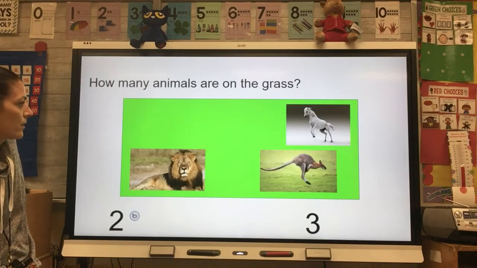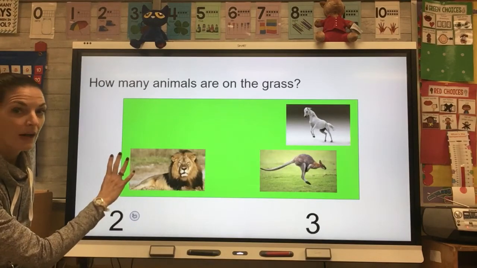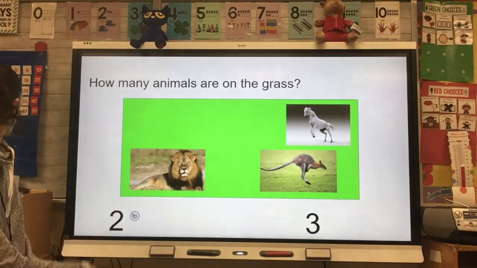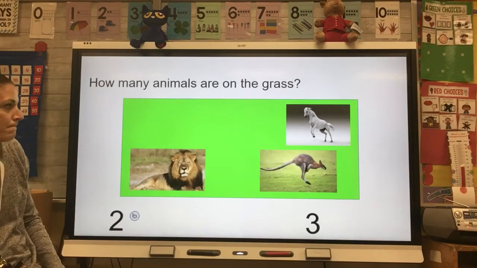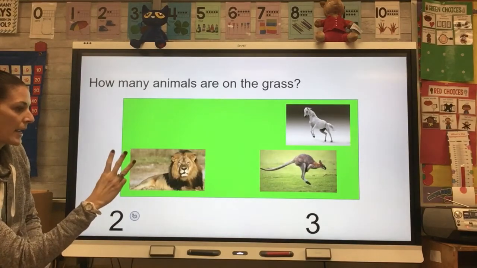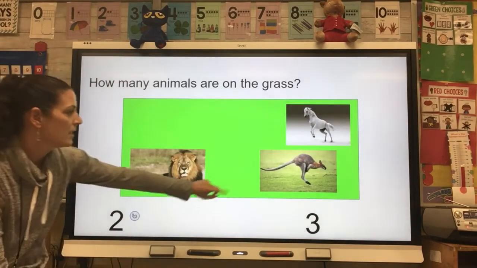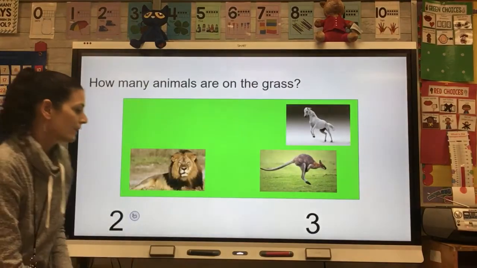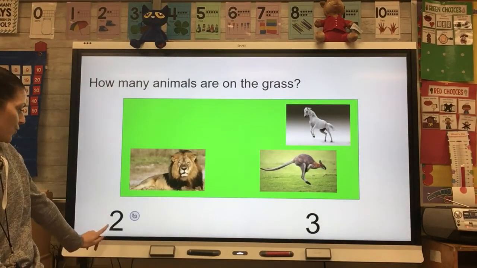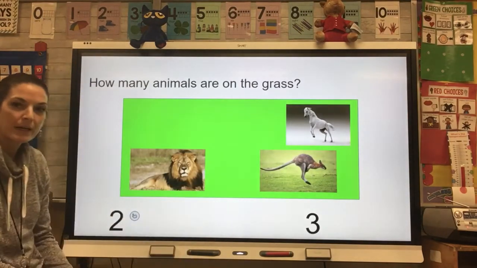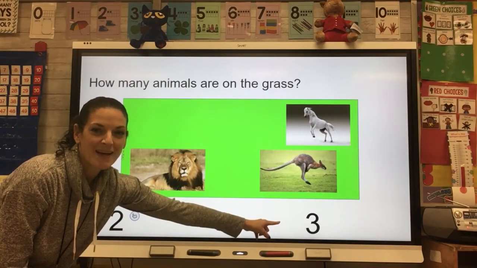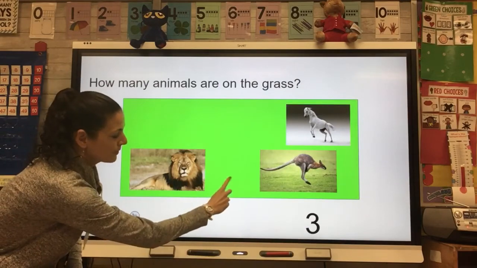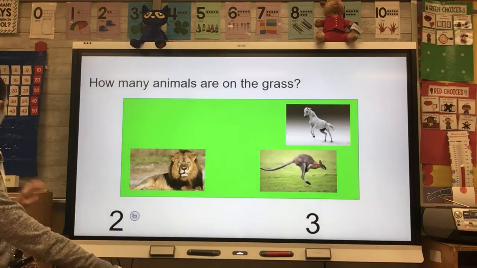Okay, how about now? How many animals are on the green rectangle now? They have 4, and they took 1 away. Right? Because look, they took away that red squirrel. So we had 4, and we take 1 away. How many are left? 1, 2, 3. Point to which number shows us the number 3. I hope you picked this one. Around a tree and around a tree. That's the way we make a 3.